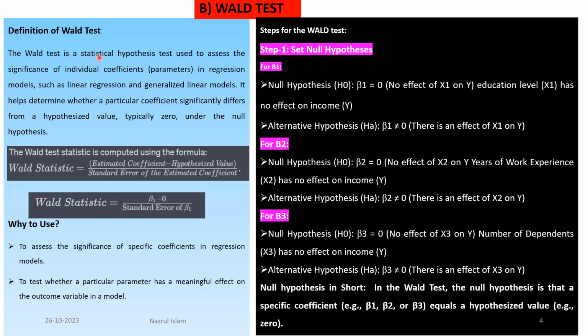The Wald test is a statistical hypothesis test used to assess the significance of individual coefficients of independent variables in regression models, such as linear regression and generalized regression models. It helps to determine whether a particular coefficient significantly differs from a hypothesized value, typically 0, under the null hypothesis. The formula of the Wald test is the estimated coefficient minus the hypothesized value, divided by the standard error of the estimated coefficient.